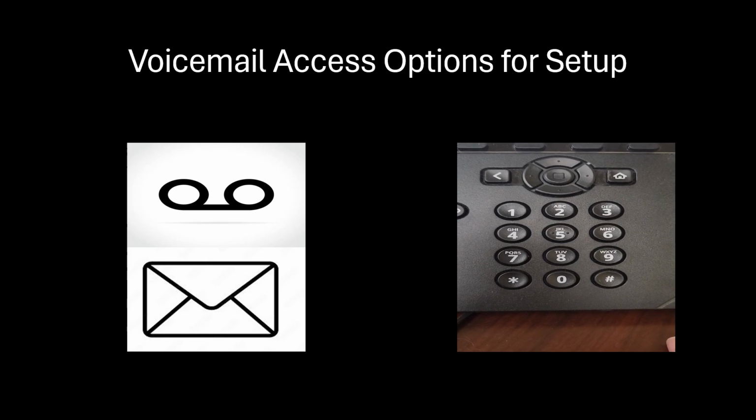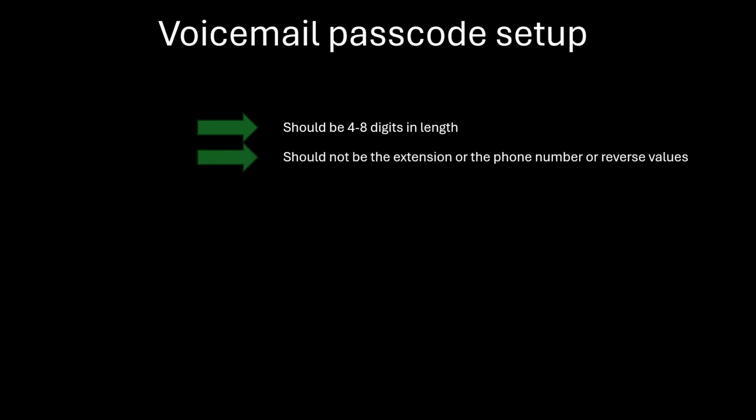Welcome to your Compilot voice portal. The first time you call your voicemail box or dial *62, you will be prompted to set a passcode. The following rules must be followed or your passcode will fail. The passcode should be 4 to 8 digits in length. It should not be the extension or the phone number or the reverse values of those.